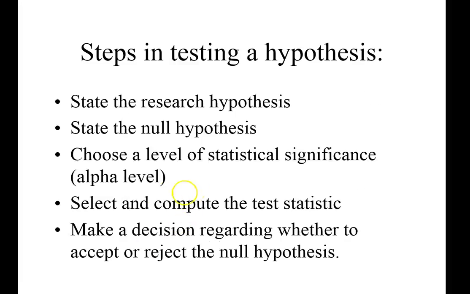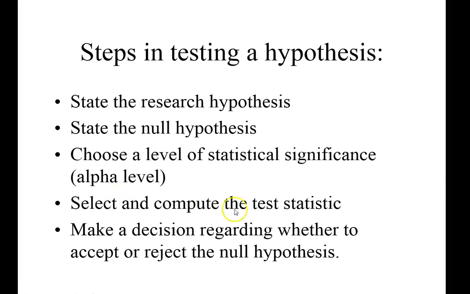So if you're testing your hypothesis, the first thing you do is you state your research hypothesis. You state the null hypothesis. You're going to choose a level of statistical significance, which is also called the alpha level, where you have the little upside down little a that runs like that, and that will tell you your statistical significance. And remember, we chose this, so you might be choosing 0.01, 0.05. That's the level that you want to reach.